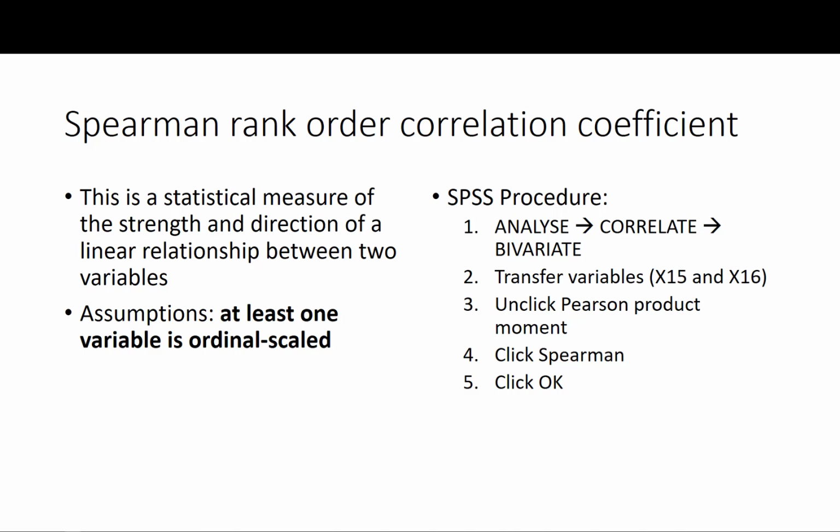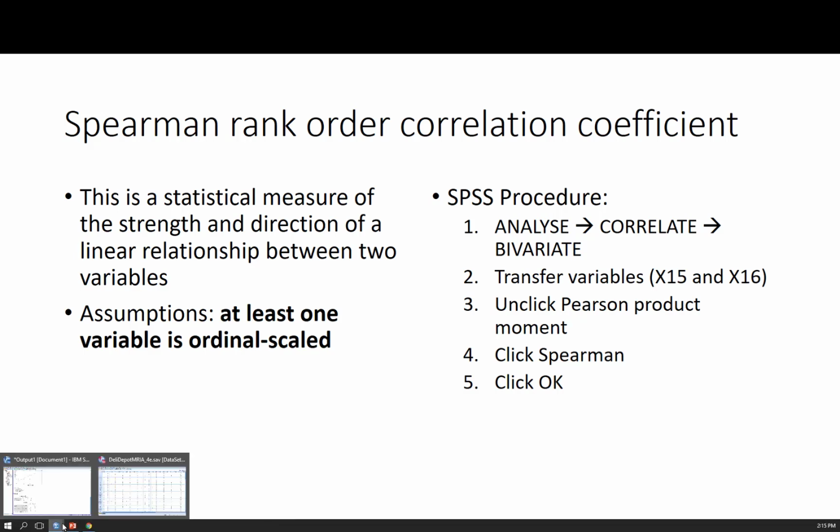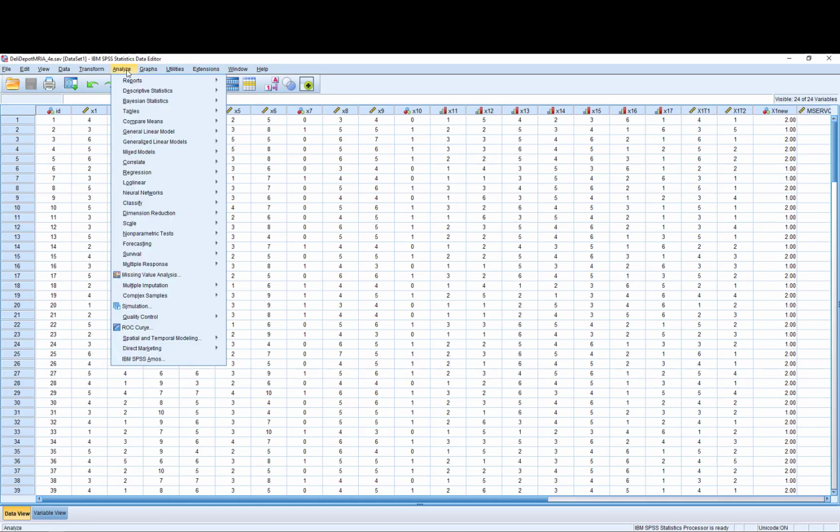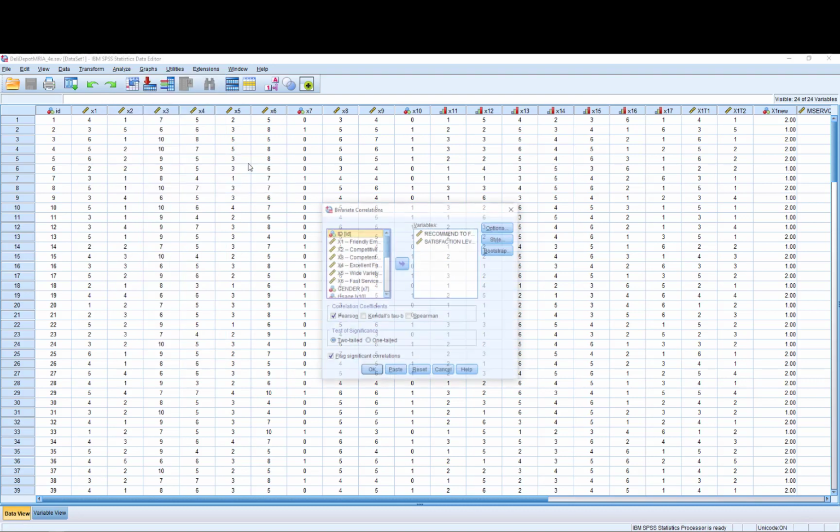The SPSS procedure is as follows. We go to Analyze, Correlate, Bivariate. I need to reset my correlation because I'm using completely new data and a completely new test. I need to look at my variables x15 and x16, both being ordinal. Both were measured on an ordinal or rank scale, where you had to say which one is more important: friendly employees, competitive pricing, speed of service, etc., ranked from 1 to 7.